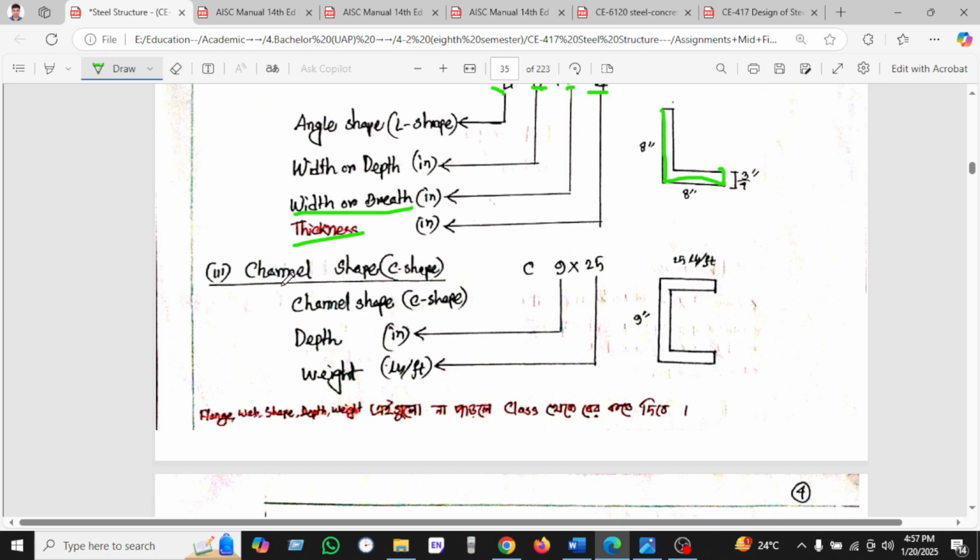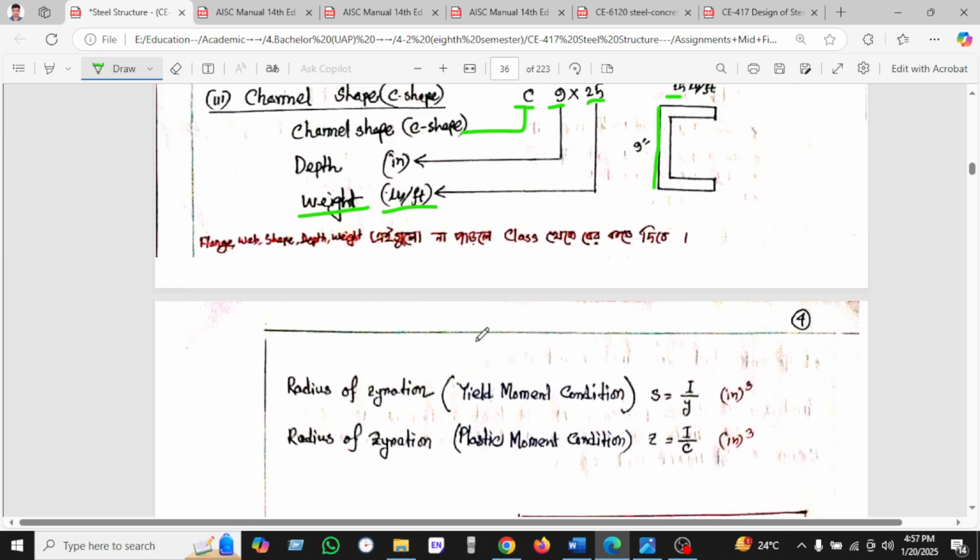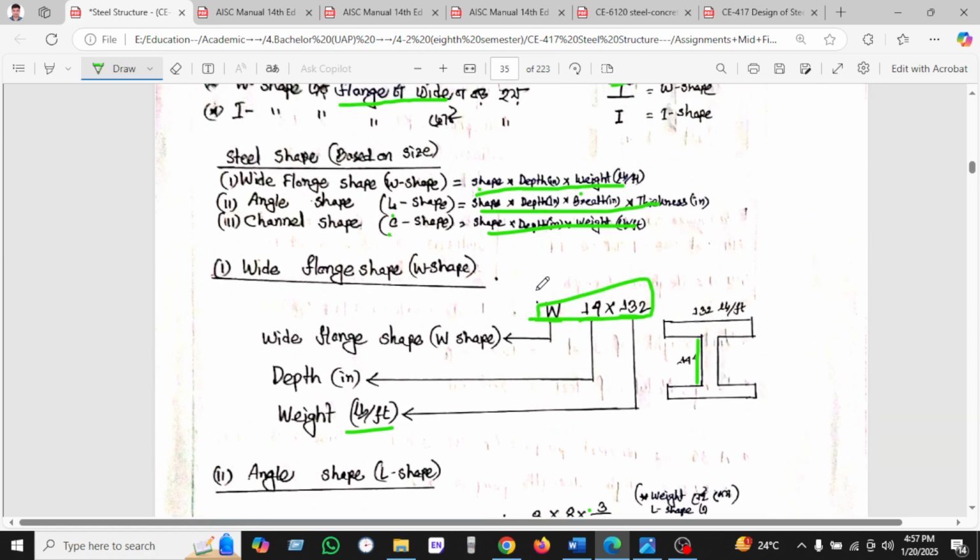Sequentially, for the channel shape, we know C 9 x 25. So what does it mean? C is the channel shape, and 9 is the depth. And the weight is 25 pounds per feet. We have to keep this in mind in every job.